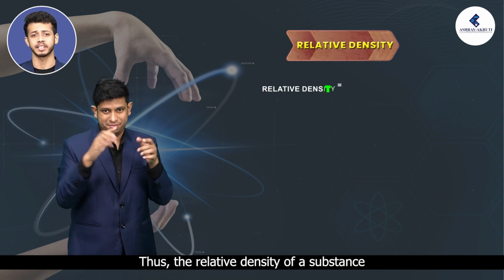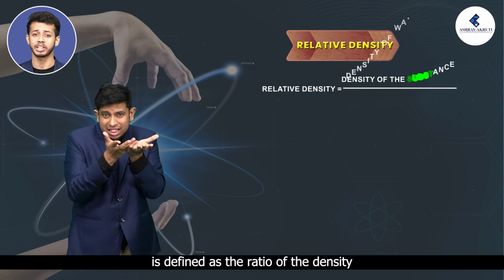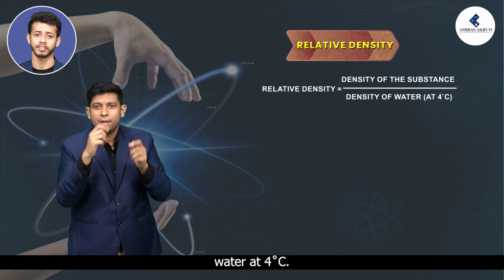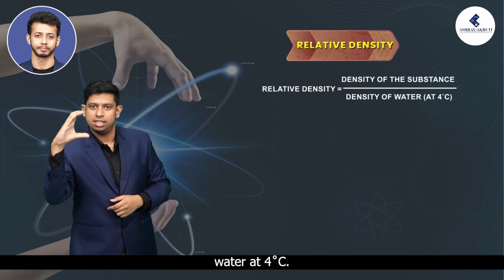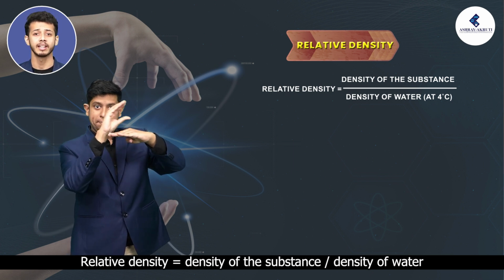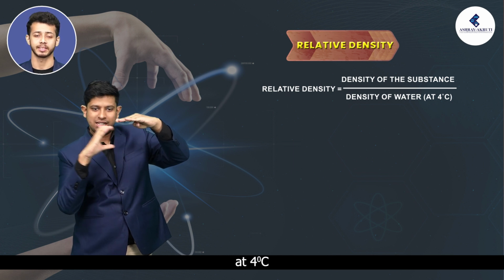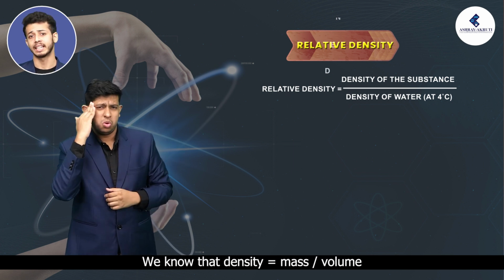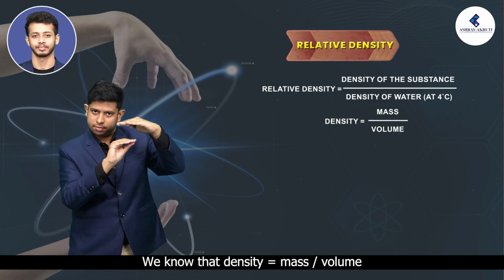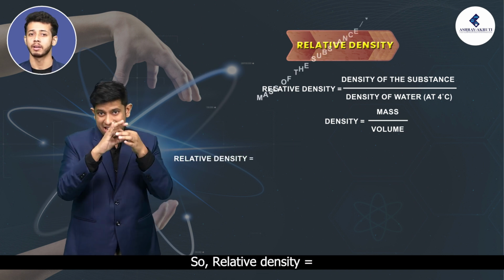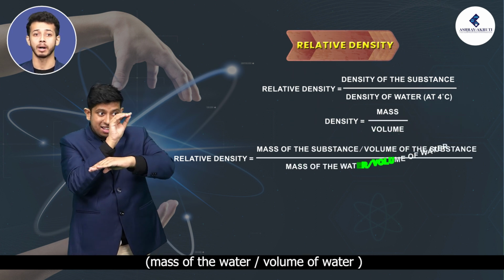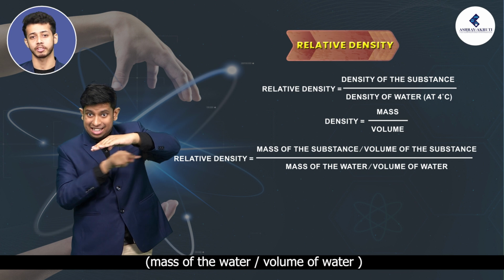Thus, the relative density of a substance is defined as the ratio of the density of the substance to the density of water at 4 degrees centigrade. Relative density equals density of the substance divided by density of water at 4 degrees centigrade. We know that density equals mass by volume. So relative density equals mass of the substance divided by volume of the substance, divided by mass of the water divided by volume of water.